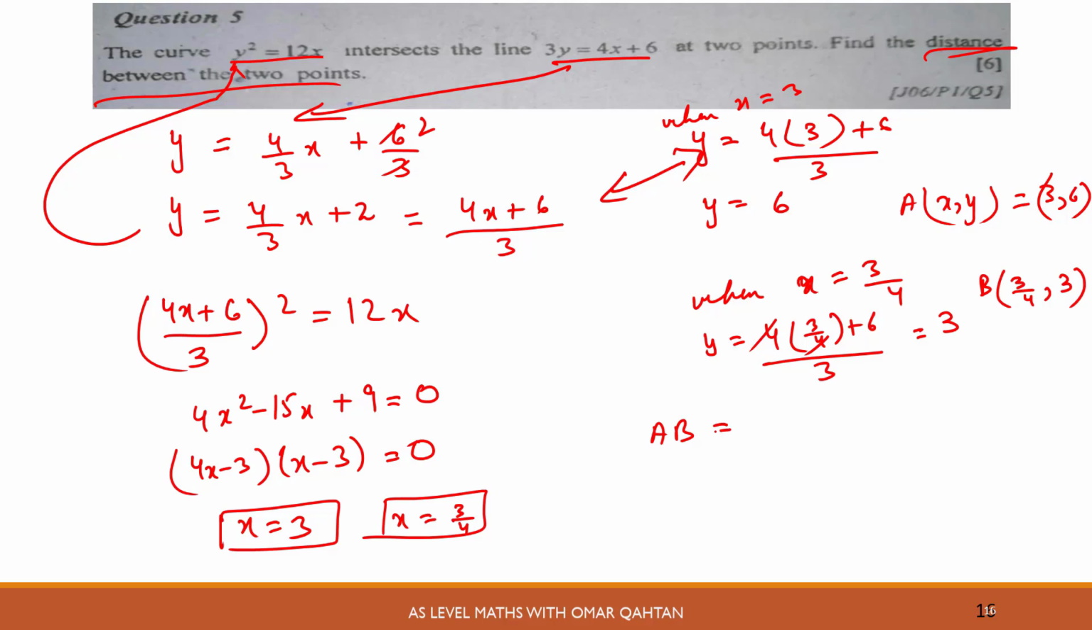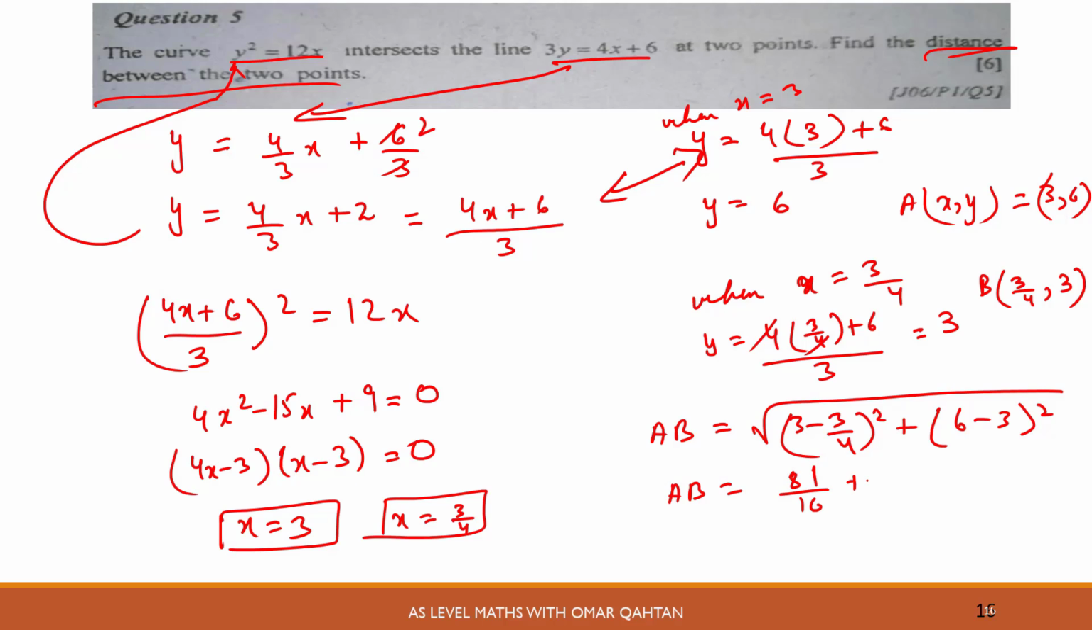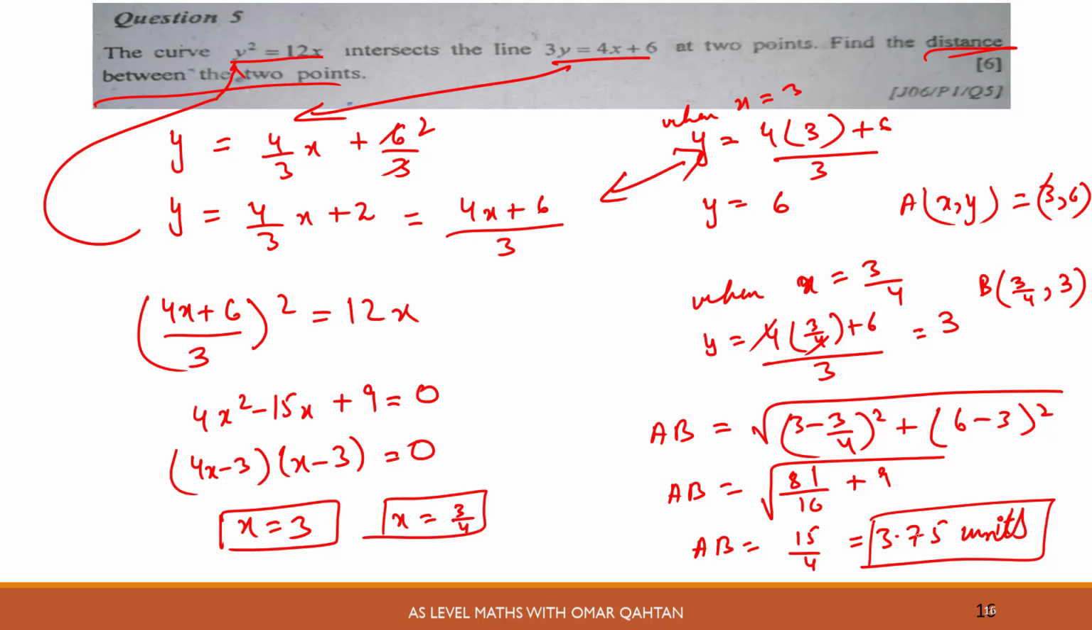So the distance AB will be root of (3 minus 3 upon 4) whole square plus (6 minus 3) whole square. AB will be equal to root of 81 upon 16 plus 9, which will be equal to 15 upon 4, 3.75 units. And that's it. That's how we find the distance between the 2 points.